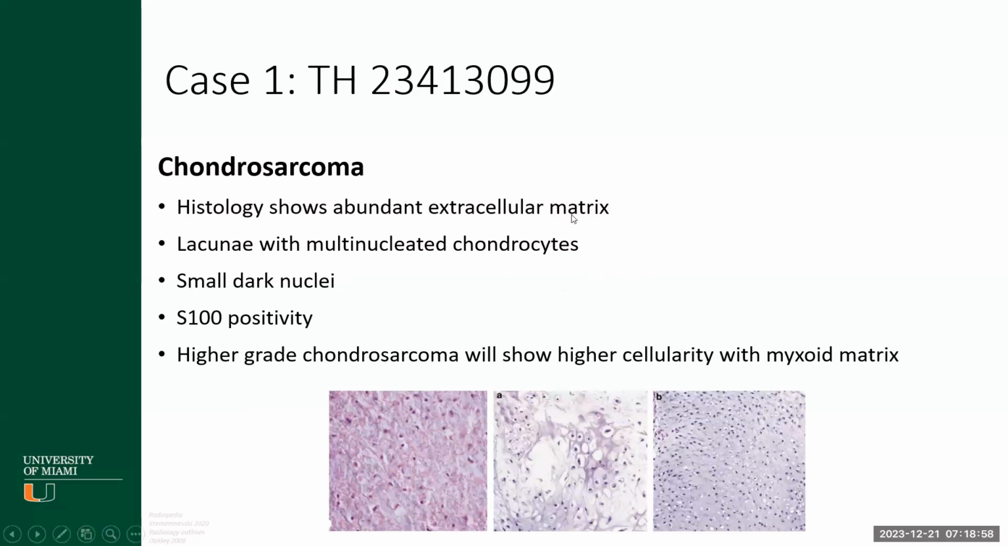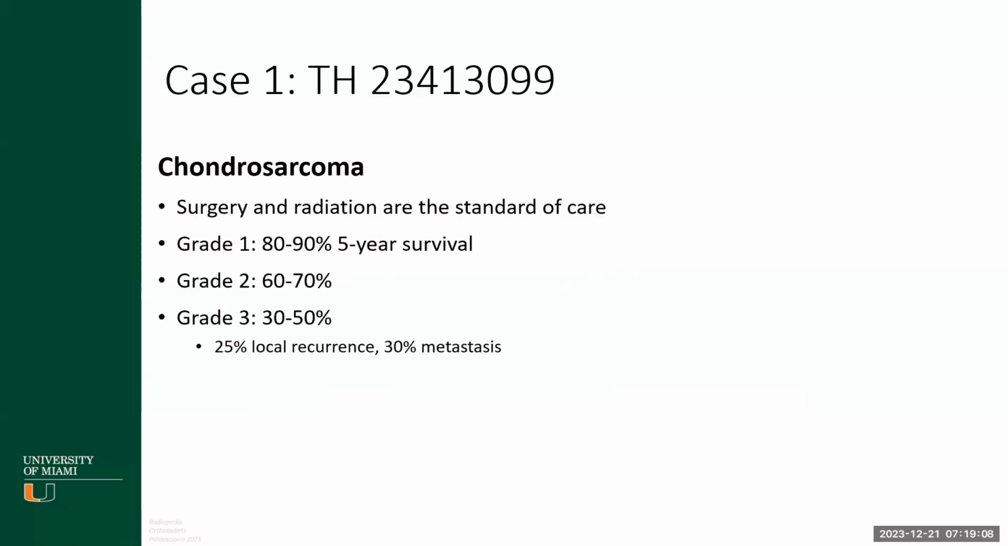Histopathology, we already went over some of these things. S100 positivity, and like Dr. Gultekin said, higher grade chondrosarcomas will show higher cellularity. These are the general surgical pearls. We can see the 5-year survival for grades 1, 2, 3. And radiation and surgery are the standard of care. So it made sense. Wherever he got the surgery done first, they didn't do a bad job.